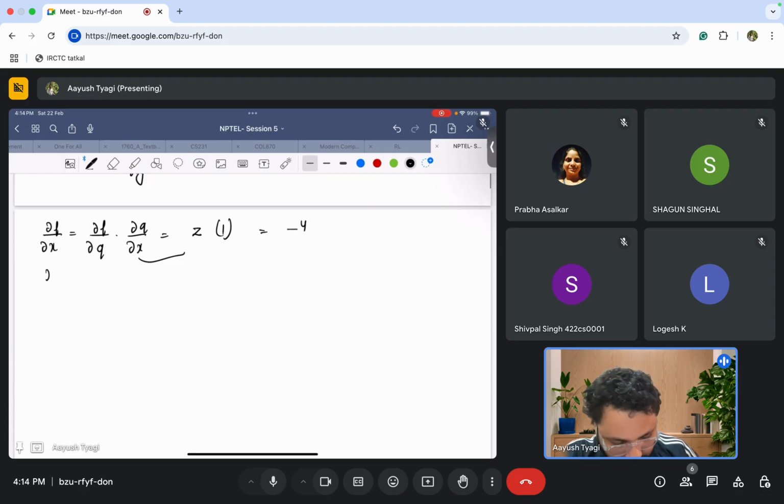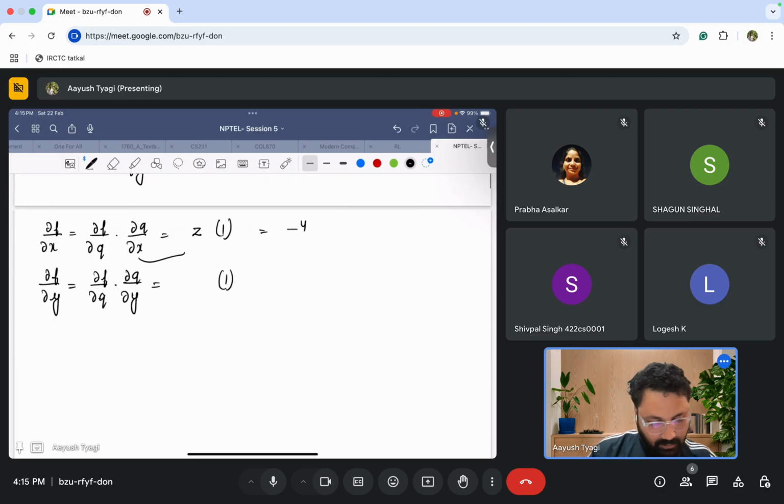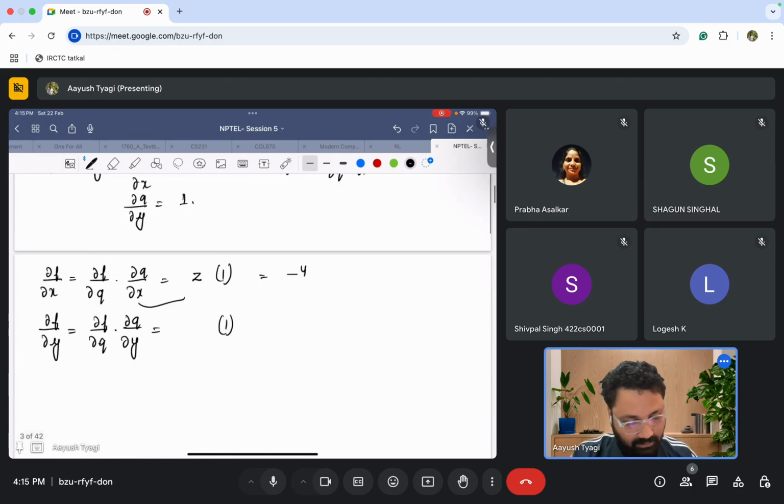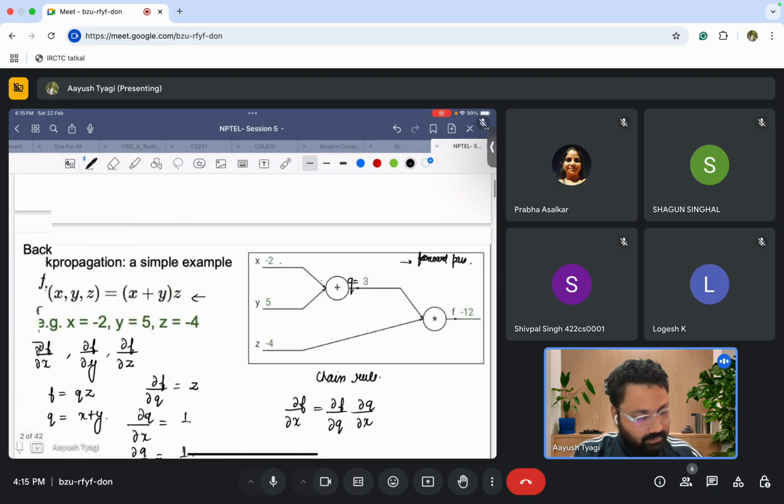Similarly, suppose you want to compute how the output changes with respect to y. You take the derivative of f with respect to q times the derivative of q with respect to y. It comes out to be 1 because the derivative of q with respect to y is 1, and the derivative of f with respect to q is z. So in both cases we have -4.